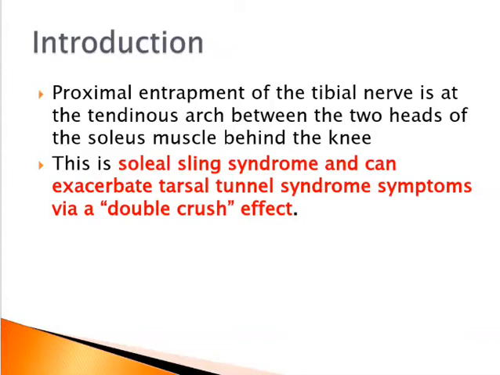The proximal entrapment of the tibial nerve is at the tendinous arch between the two heads of soleus muscle behind the knee. This condition is called as soleus sling syndrome, and this condition can exacerbate tarsal tunnel syndrome symptoms via a double crush effect.